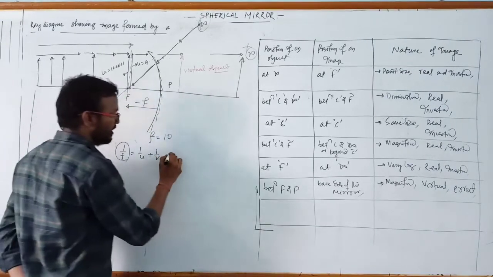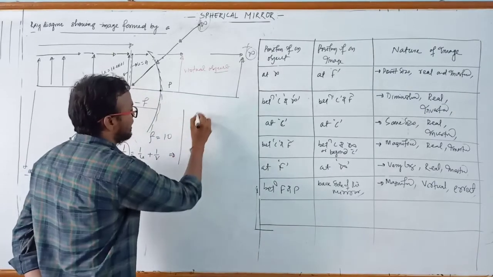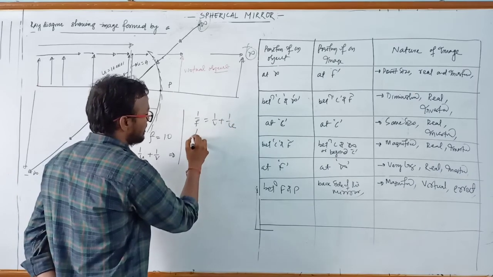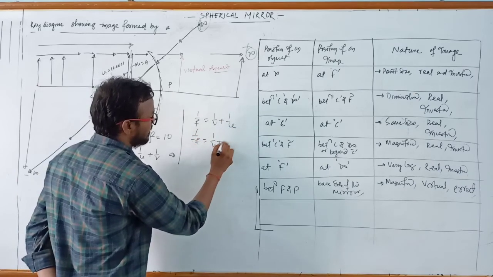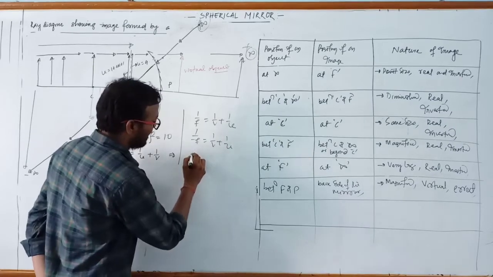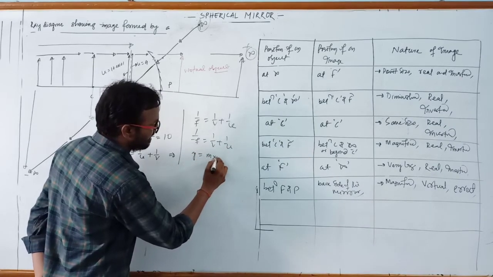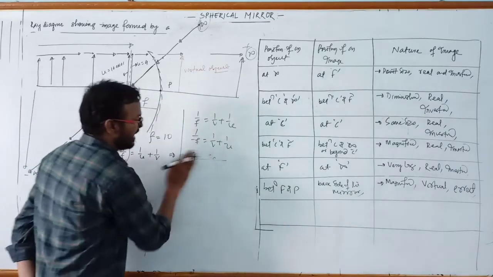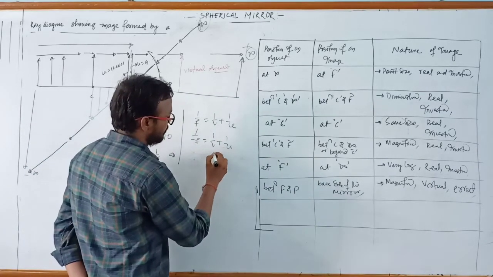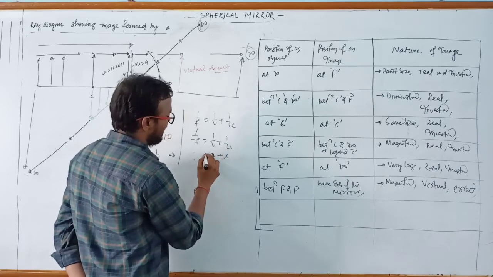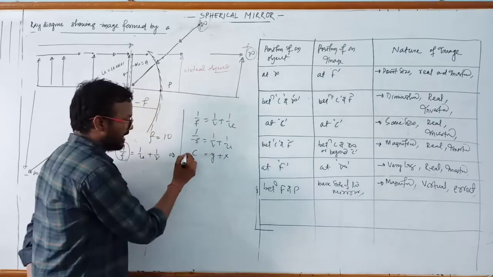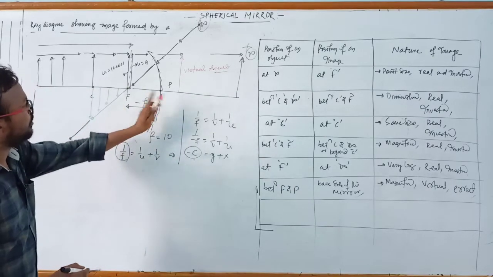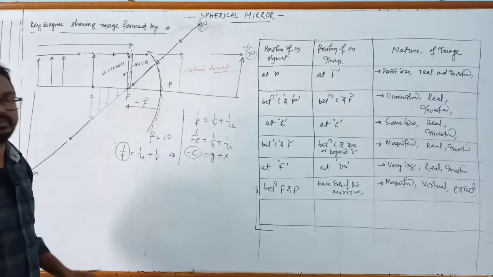If we use sign convention, we can write 1/f = 1/v + 1/u, and this is a negative sign, so 1/f = 1/v + 1/u. Or we have a relation y = mx + c, which is a straight line equation. Clear? Or you can write y + x equal to a constant quantity, and here this constant is negative, because the focal length of a concave mirror is always negative.